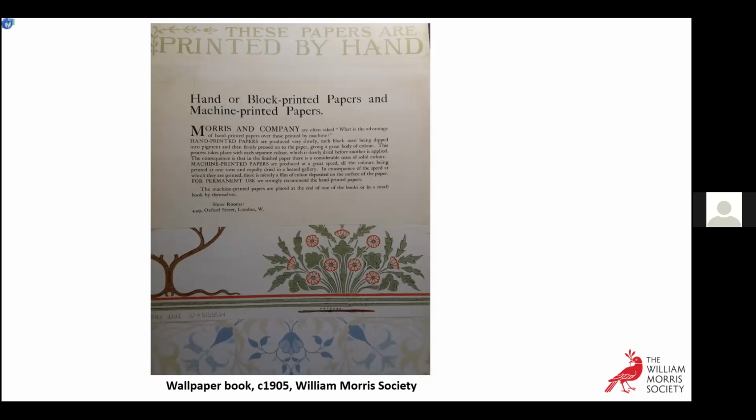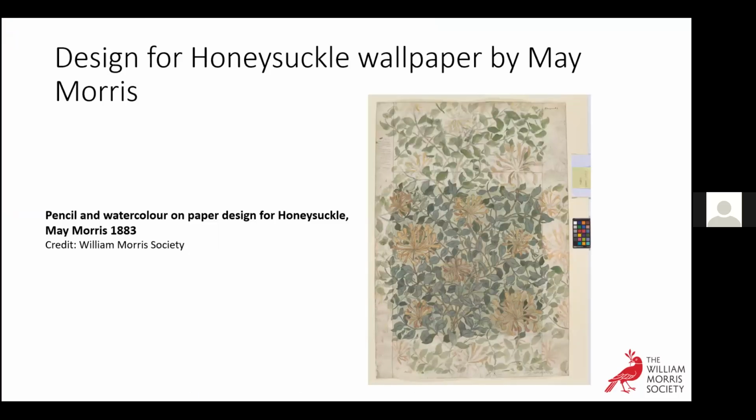The consequence is that in the finished paper, there is a considerable mass of solid colour. Whereas machine printed papers are produced at great speed, all the colours being printed at one time and rapidly dried in a heated gallery. The consequence of the speed at which they are printed is that there is merely a film of colour deposited on the surface of the paper. So for permanent use, we strongly recommend hand printed papers." which is what we have here with May's design.